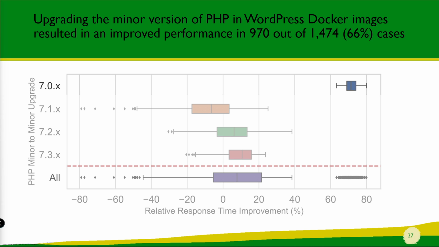Also, looking at the box plot on the top, in all studied WordPress Docker images, upgrading an image with PHP minor version 5.6 to one with PHP 7.0 improved the performance in all cases. Taking into account these observations, we can conclude that the main contributing factor to the performance of WordPress images that use PHP 5.6 was the PHP dependency.